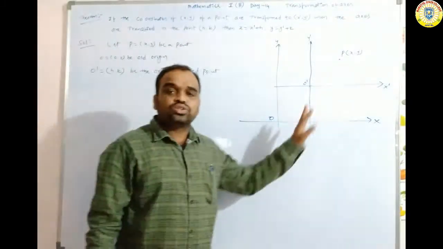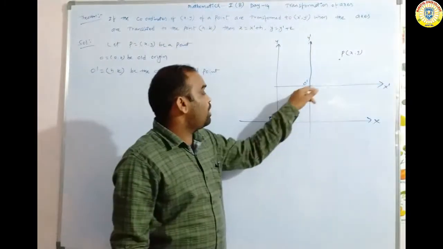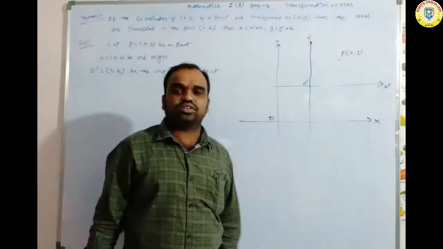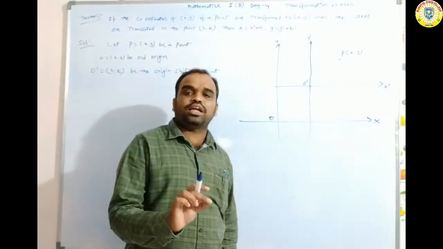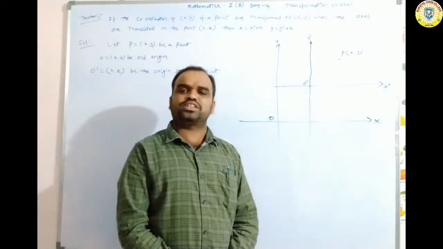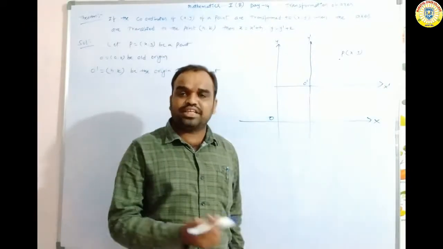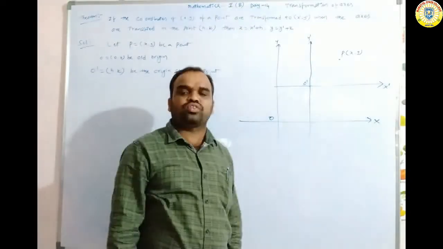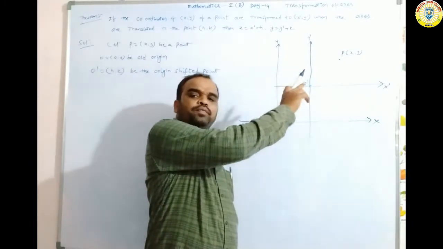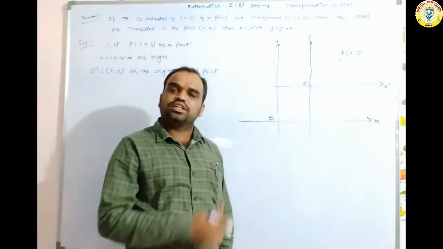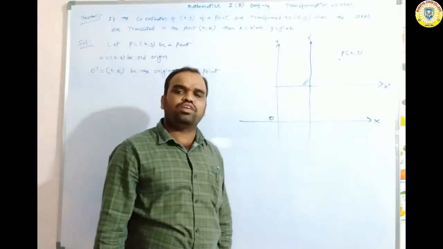Now, OX and OY are the coordinate axes. Here the coordinate axes are changed, and that's why the coordinates of P must also change. Why are we changing the coordinates of P? Because the origin is shifted to another point. That's why the distance from the point P to the new x axis and new y axis is a different length, and so the coordinates of P automatically change.